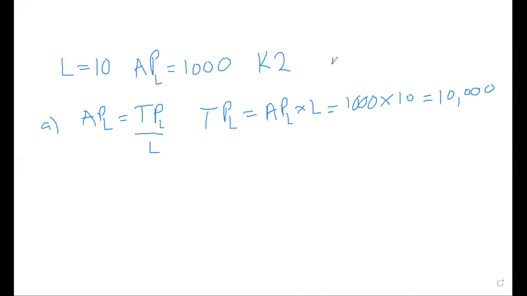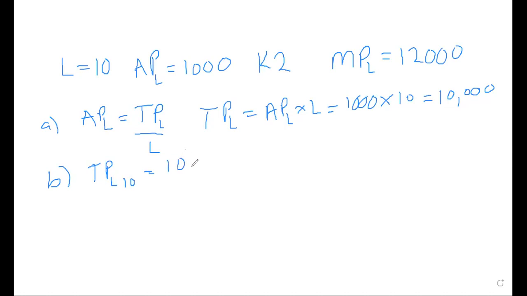Now, if there's an additional worker who wants to join them, and this additional worker is promising to bring in 12,000 units, what is our new total product? The total product for 10 laborers is 10,000.